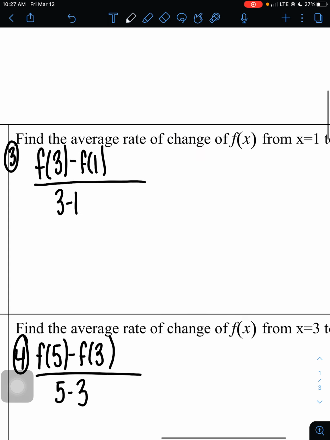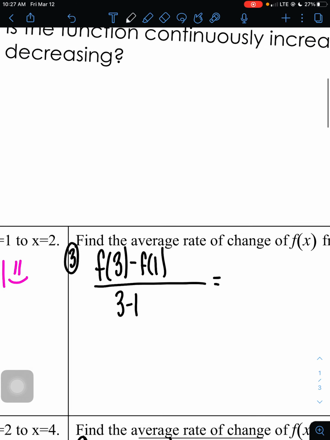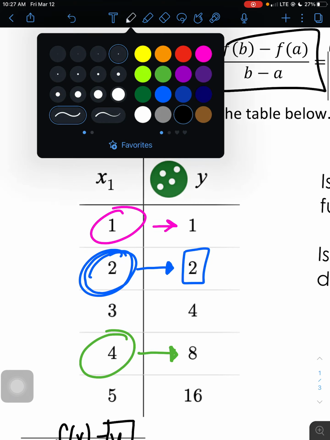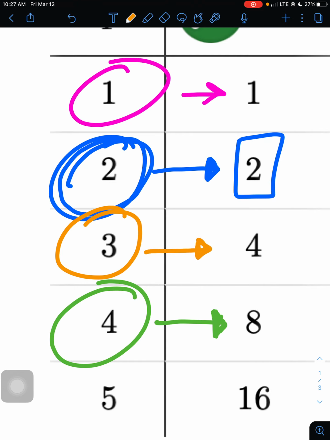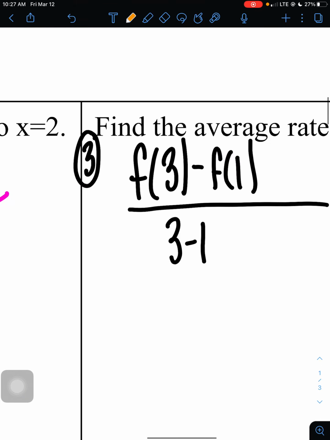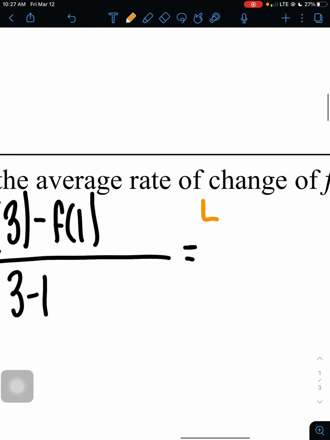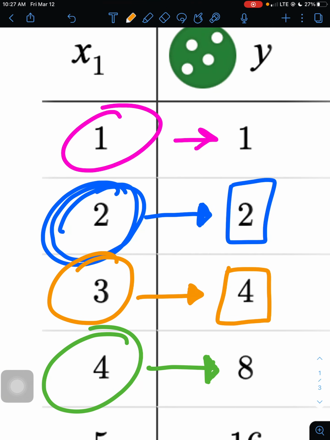So what do we need to do first for this example, the third box? We need to figure out what is f of 3. We need to go up to our table, figure out where x is equal to 3. It's right here, and then we see the y value that corresponds to that is 4. So that's what I'm going to write first, because I know f of 3 is equal to 4. Then I'm going to subtract f of 1. So let me see what f of 1 is. It's still 1, because I can see that when my x value is 1, my y value is 1.